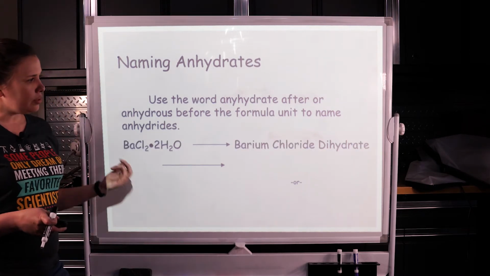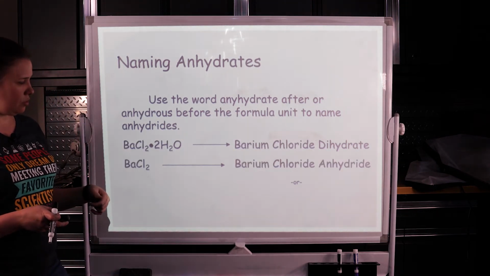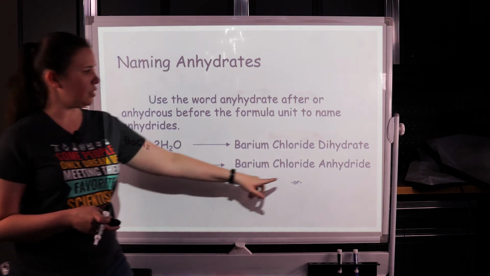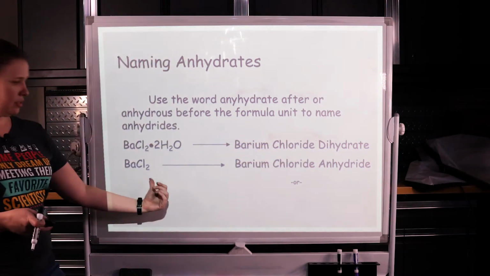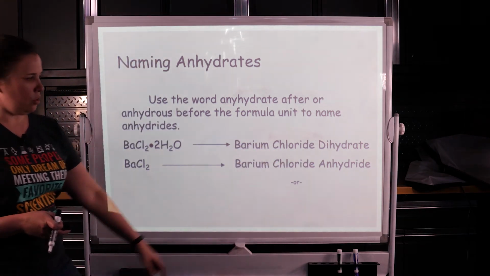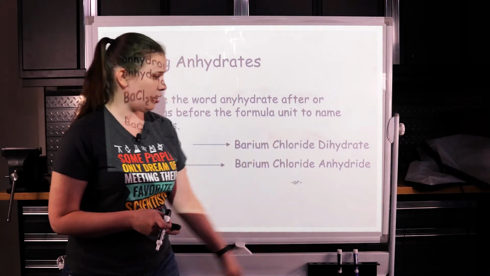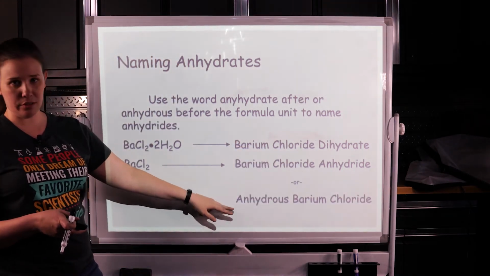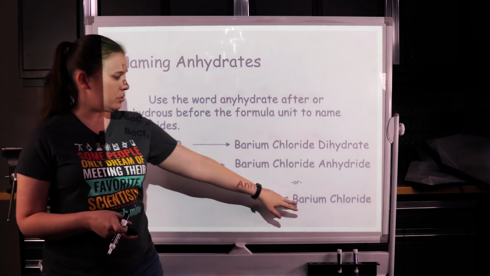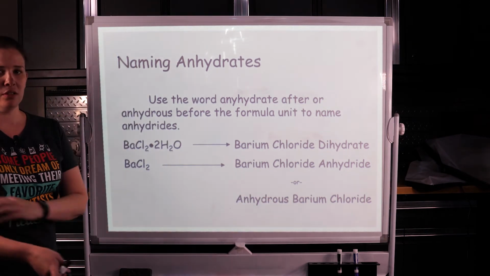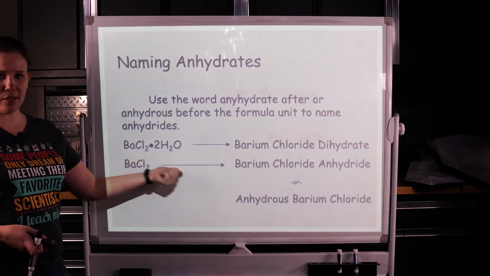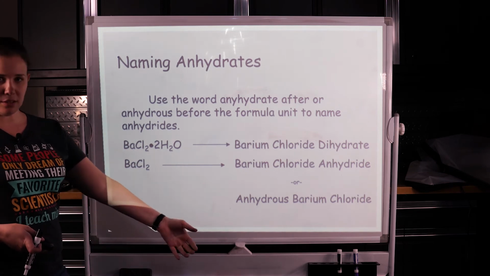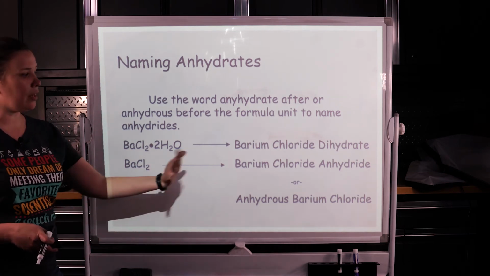So you're not going to totally change the name in a situation with the anhydrates, but you should kind of warn people, hey, you're getting something that's been dehydrated. So you're going to see anhydride or anhydrous, used as an adjective, tagged onto the actual name of the substance, just to let people know, hey, this was a hydrate and then we dehydrated it, so it is a little bit different. So you have this anhydrous barium chloride.